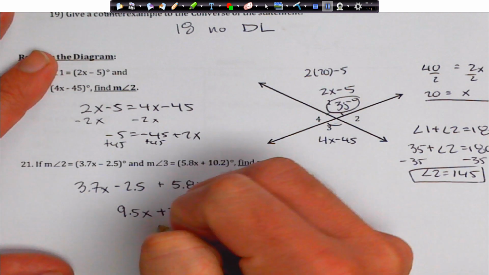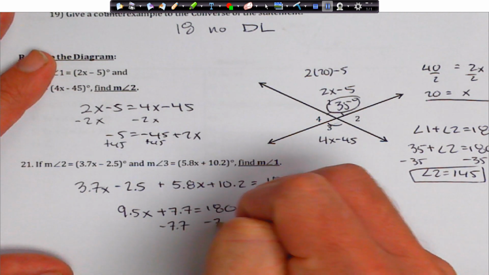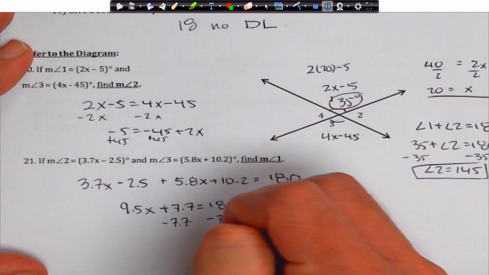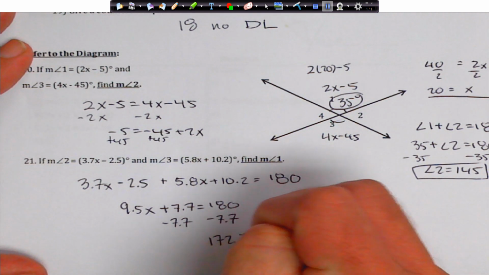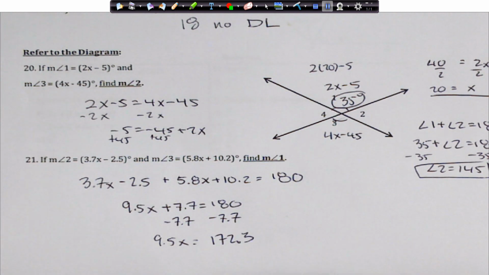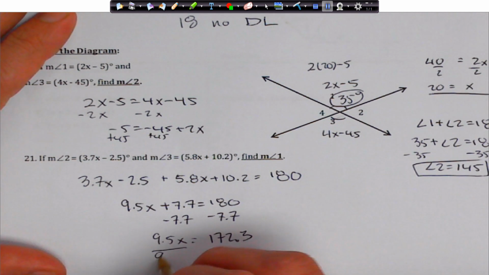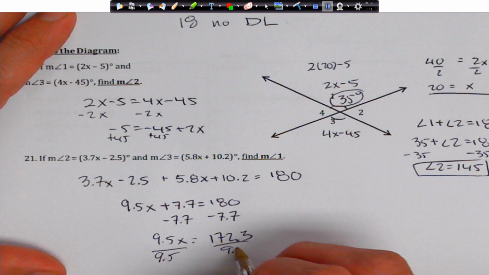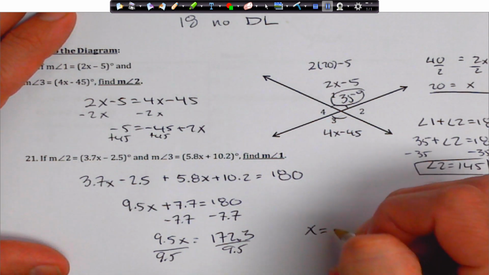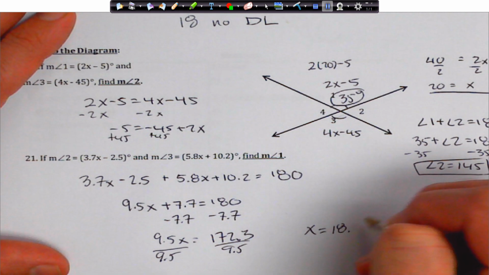So I'm going to subtract the 7.7 from 180. Again, I'm using a calculator. I highly recommend you do as well. We get 172.3 equals 9.5x, and then divide by 9.5. We're going to get a long decimal here, about 18.1.